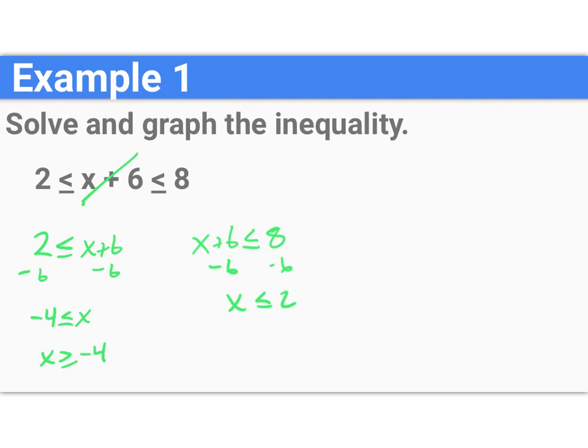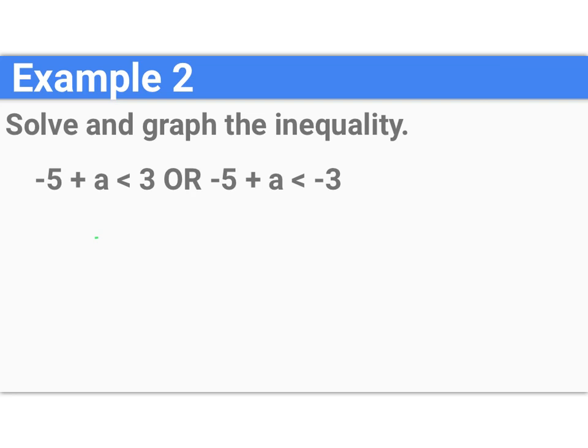So on the right side, I subtracted 6 from both sides, and I got x is less than or equal to 2. So let's look at this compound inequality. We have negative 4, and we have 2, x is greater than or equal to negative 4 and less than or equal to 2, and it's all numbers in between negative 4 and 2, including negative 4 and 2.